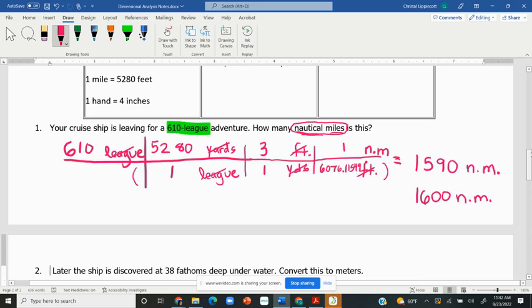That 0 is not significant. Why is that 0 not significant? It's at the end and there's not a decimal. If it was written like this, then it would be 3 sig figs.